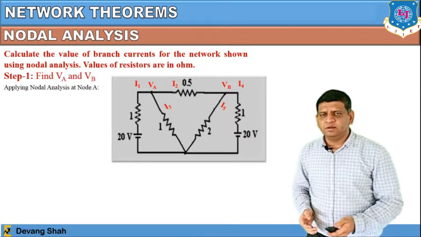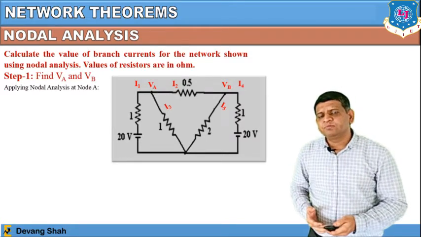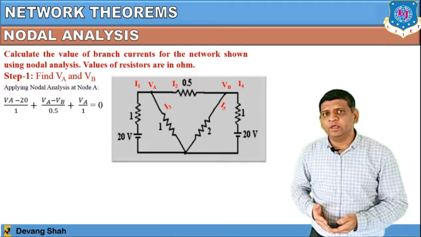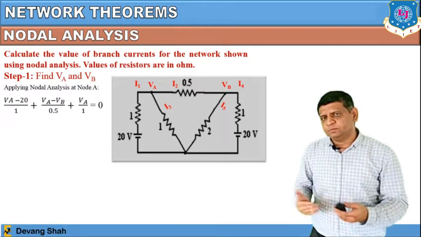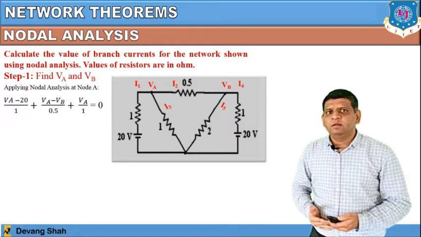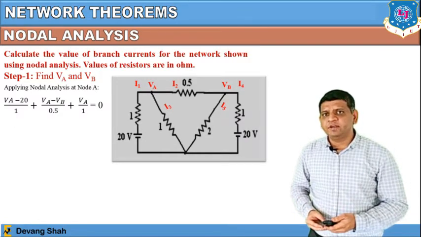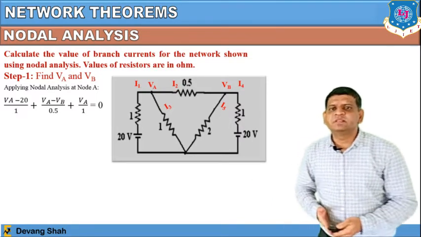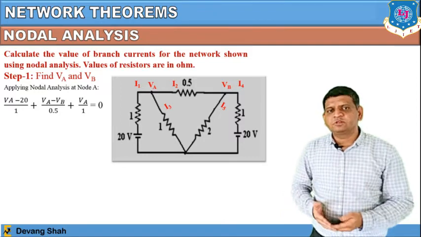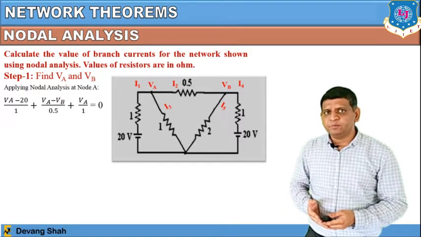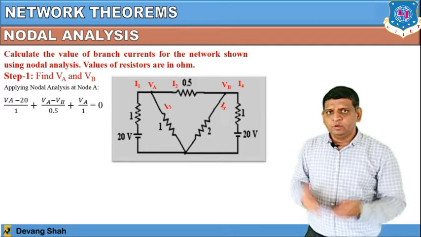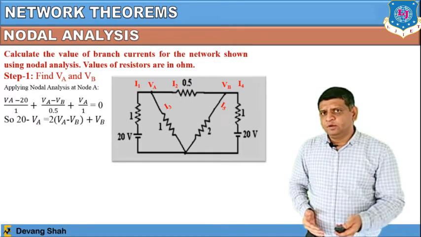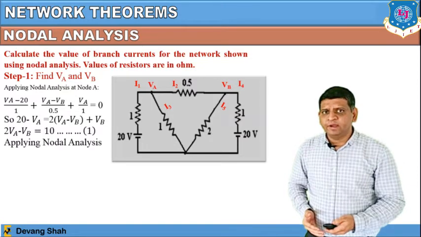So from this my job is to find node voltages VA and VB, right? Applying the nodal analysis at node A, I'll find my first equation, where VA minus 20 divided by 1. So the same formula we just discussed earlier, plus VA minus VB divided by 0.5 plus VA divided by 1 is equal to 0. Now this is the nodal analysis at node A. Same way you can apply nodal analysis at node B, and you can find the equation.